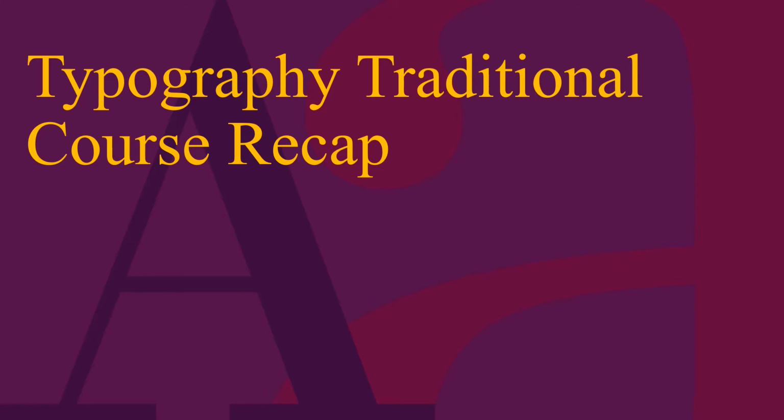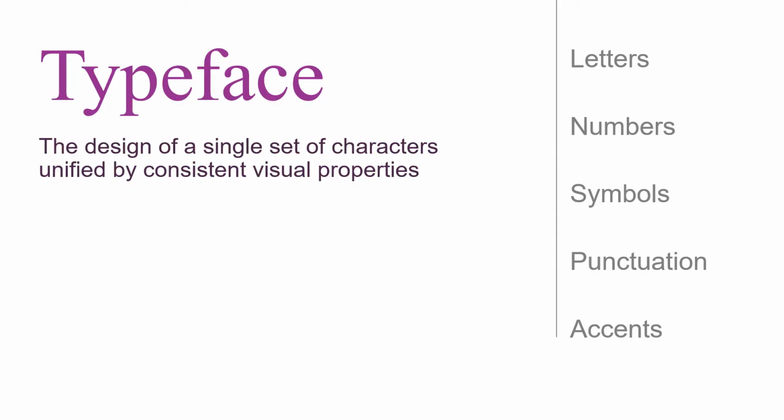So let's do a quick recap of the terms we learned about typography. Typeface. So a typeface is the design of a single set of characters unified by consistent visual properties. Typefaces are made up of letters, numbers, symbols, punctuation, and accent marks.